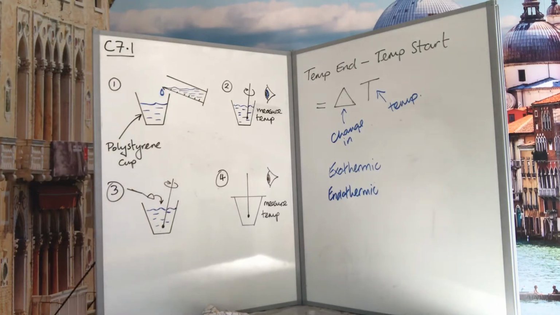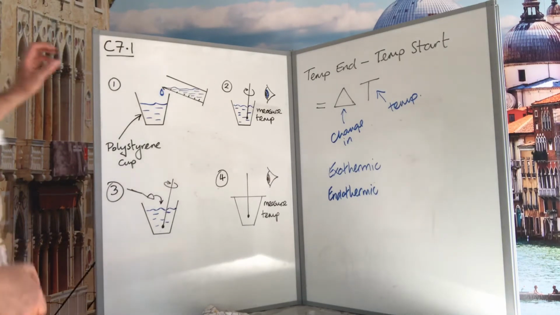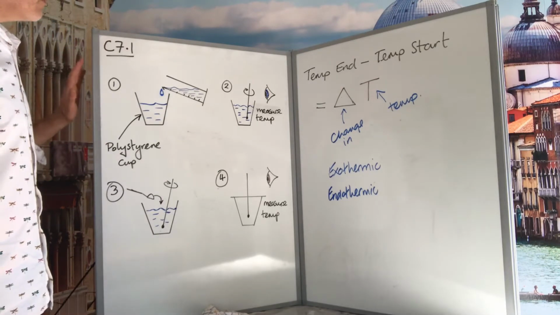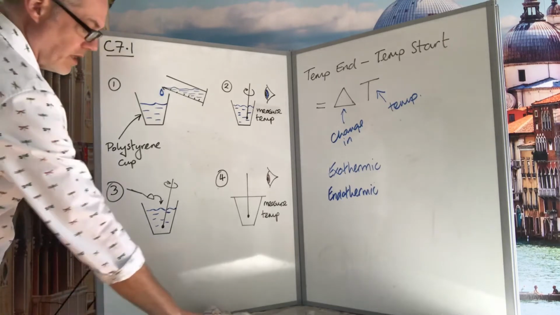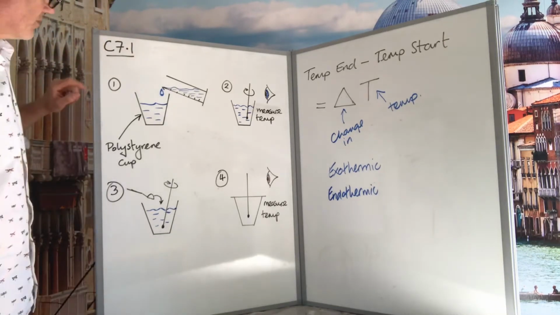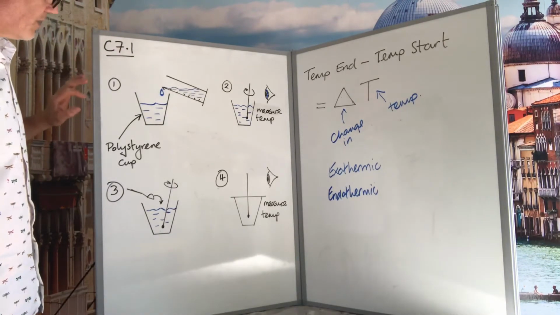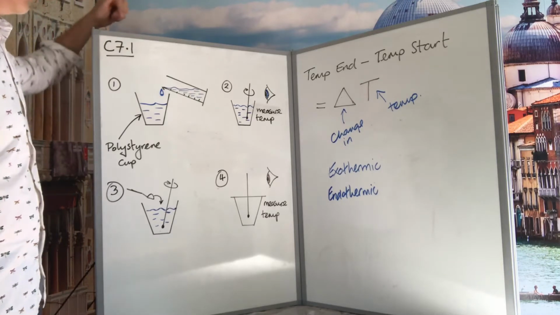Continuing with C7.1. We need to look at the practical activity you may well do in the lab. This is the sort of thing which you will be asked about in the exams. Okay, so it's the practical aspects we need to take into consideration here, how we would do this.